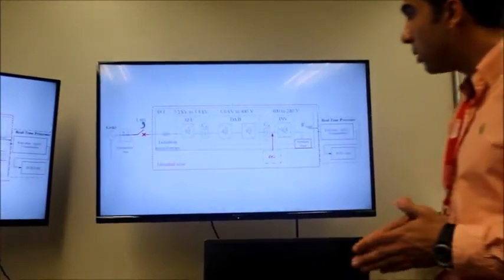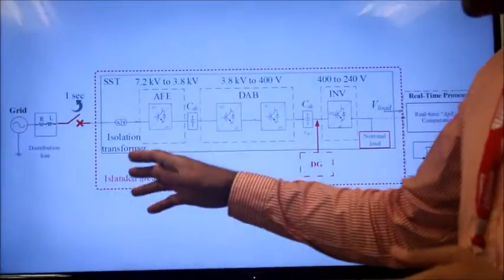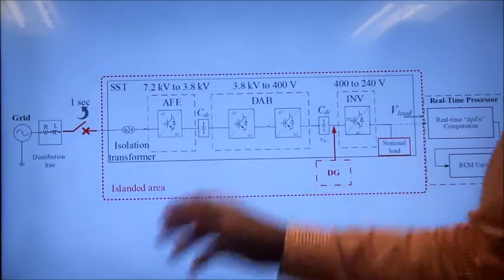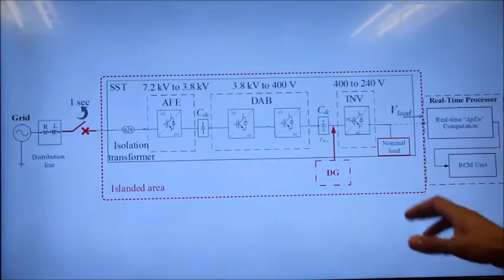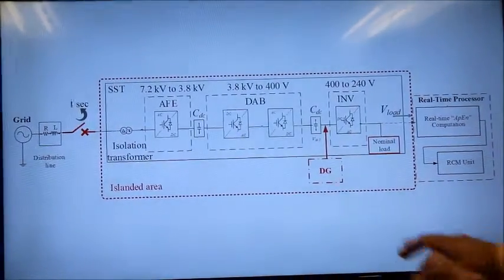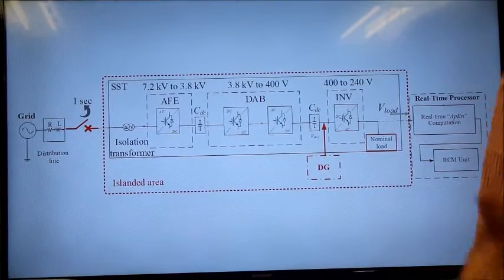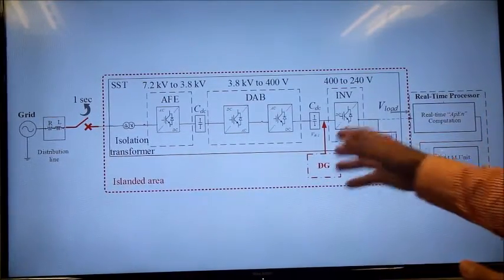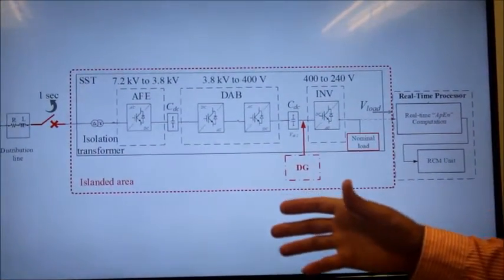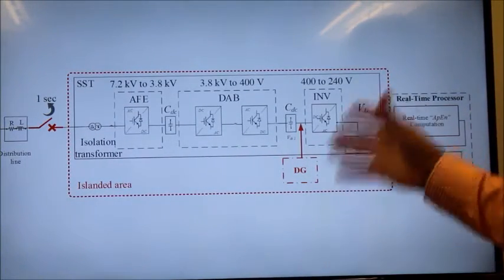In the third scenario, we're considering an islanding condition at 1 second. We have considered a switch at the grid side of the SST. At 1 second, the SST is disconnected from the grid and goes to the islanding condition. In this islanding condition, there is a DG, a distributed generator. We have considered a constant current source as a DG at the low voltage DC link. So after 1 second, the system gets to the islanding mode and the DG is supplying power to the load.